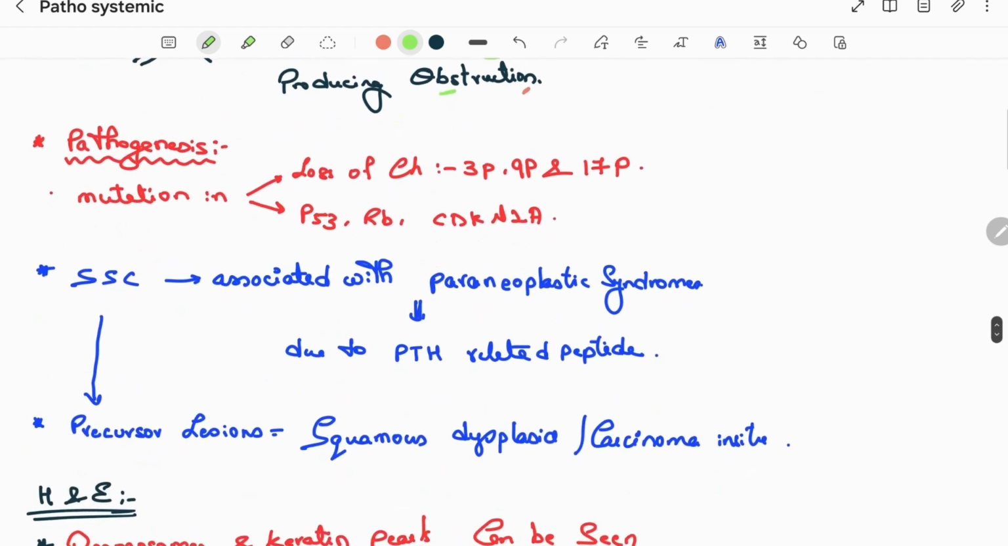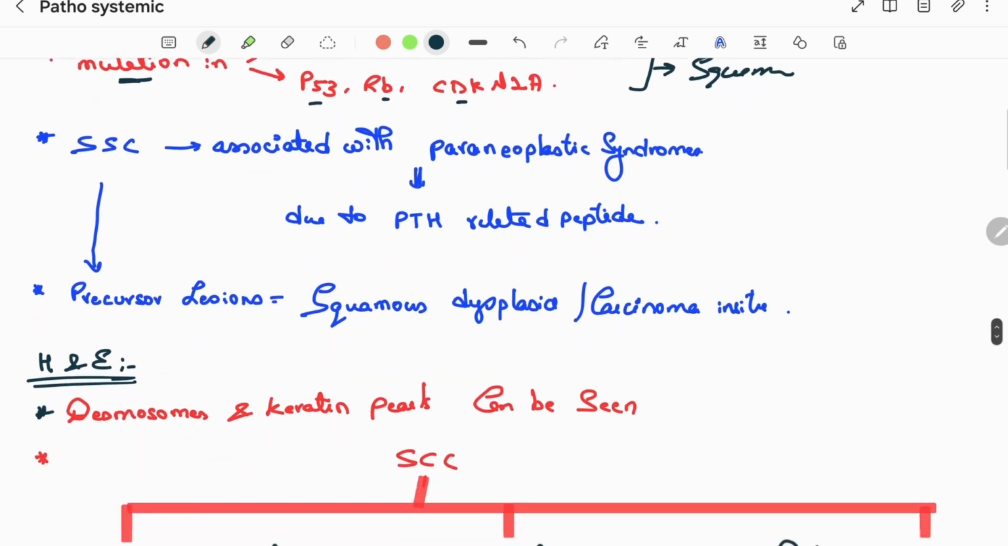Now let's go into the pathogenesis. Here the pathogenesis is mutation. Mutation in chromosome 3p, 9p and 17p. And there will be mutation in the p53 gene, RB gene, CDKN2A gene, CDKN1A gene. So these are the genes that are getting mutated in squamous cell carcinoma.